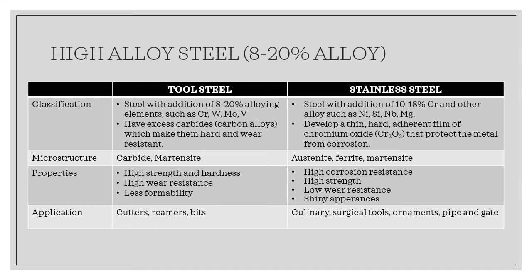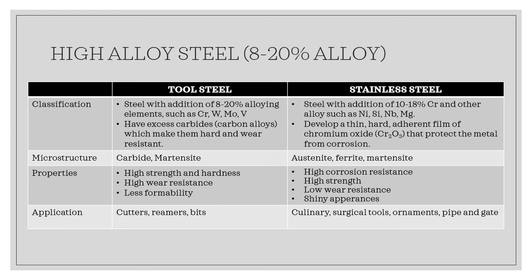While stainless steel is actually steel with addition of 10 to 18% chromium and other alloys such as niobium, silicon, nickel, and manganese. For stainless steel, it will develop a thin, hard film called chromium oxide that helps protect the metal from corrosion. The microstructures are carbide and martensite for tool steel, and austenite, ferrite, and martensite for stainless steel.